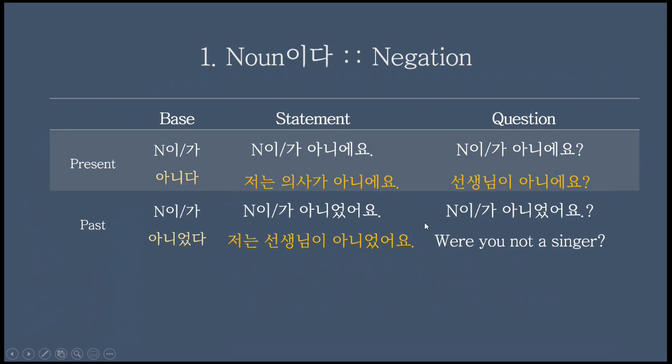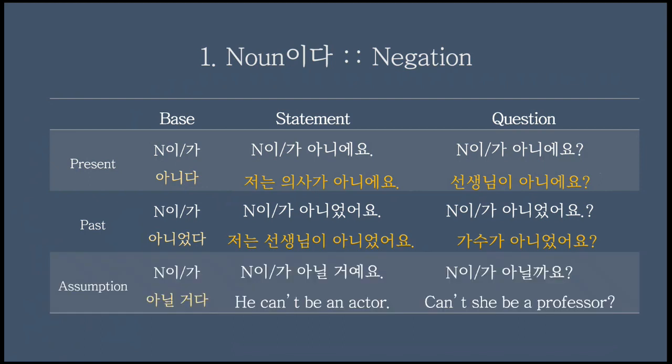자, in question, were you not a singer? 어떻게 말해요? 가수가 아니었어요? Very good. Okay, the final one, assumption. Again, the function of the sentence is assuming something, but we take the form of future tense, isn't it? So you have to say 아닐 거다. Conjugated form, 아닐 거예요. Done?